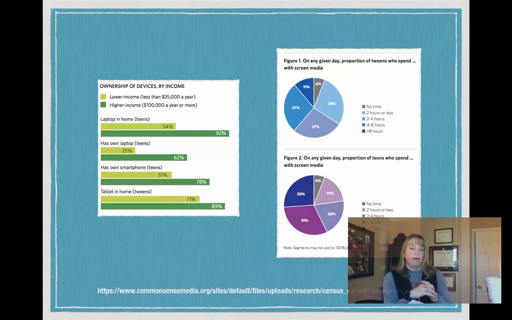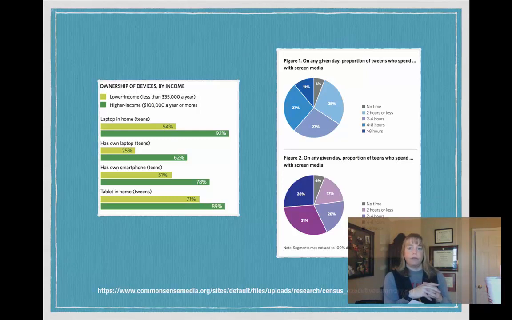Also looking at having their own laptop, a really big gap there, 25% to 62%. Having their own smartphone, teens, 51% to 78%. So those of you who may teach in a lower socioeconomic district, you're going to see a bigger gap there in terms of what kinds of technology kids have access to at home.